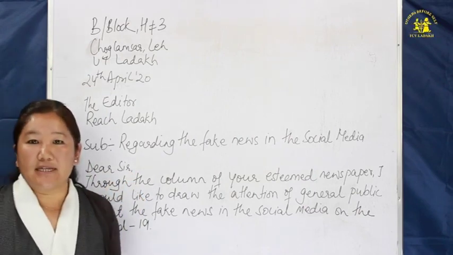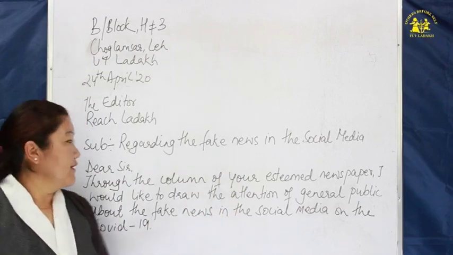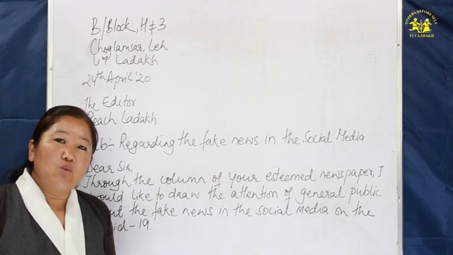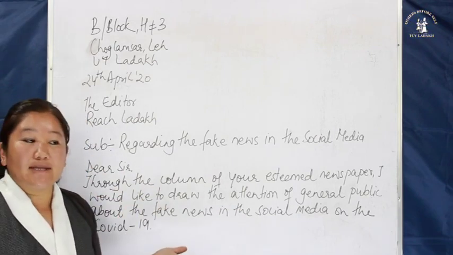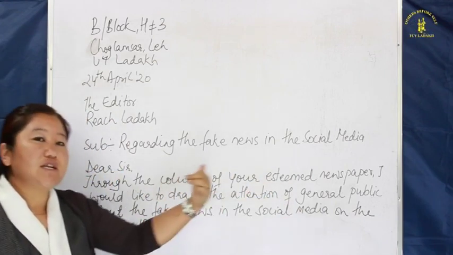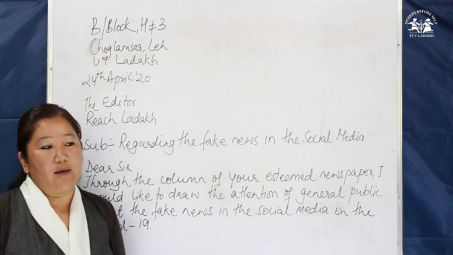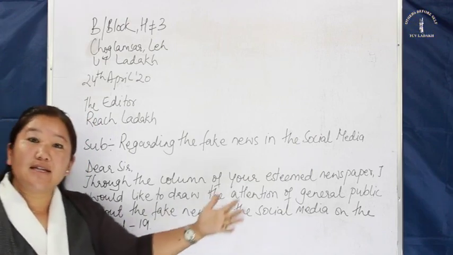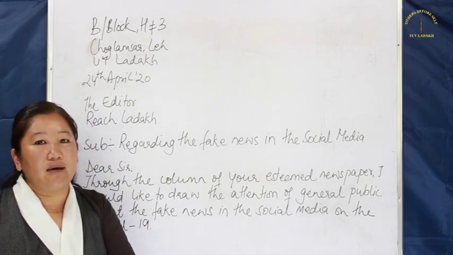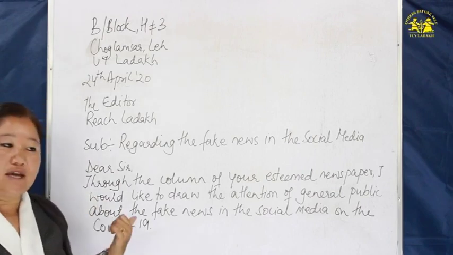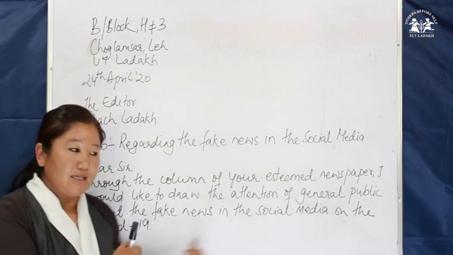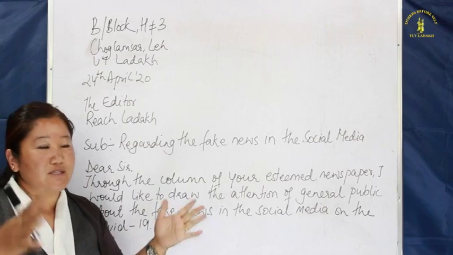Now, there are different ways of writing the introductory part. It is not necessary that you should always begin with "through the column of your esteemed newspaper." There is another way of writing the introductory line as well. You can say that I am a daily reader of your newspaper and I am very sad to say that, or you can begin with this as well: kindly grant me a space in your esteemed newspaper as I would like to highlight about. You can write that. And then you can also write that I am a resident of so and so, and today I am writing this with regard to the news that is dated.